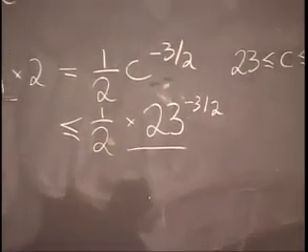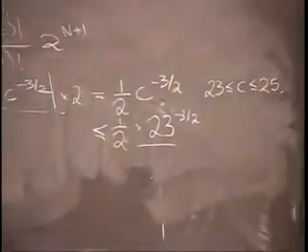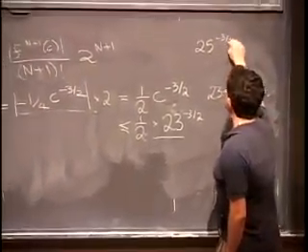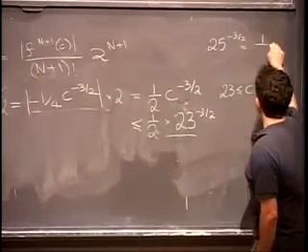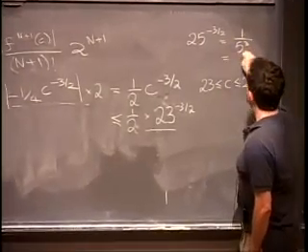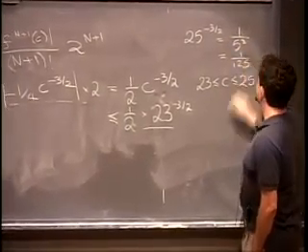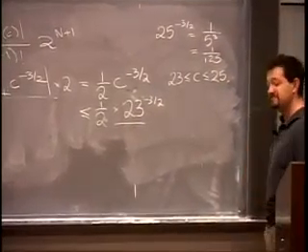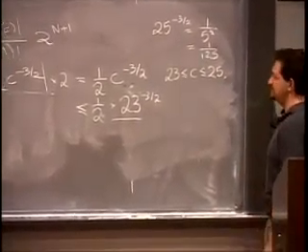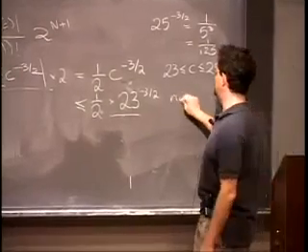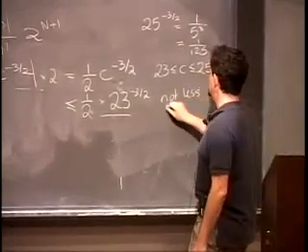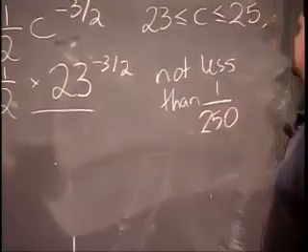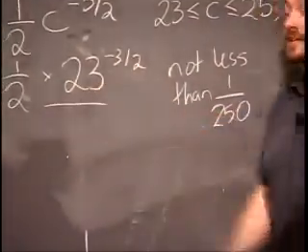I don't think this is good enough, because 25 to the minus 3 halves is equal to 1 over 5 cubed, which is 1 over 125. And we got a half of that, so you do get 1 over 250, but this is not smaller than it. This is too big. This is not less than 1 over 250. If it were 25, it would be fine.